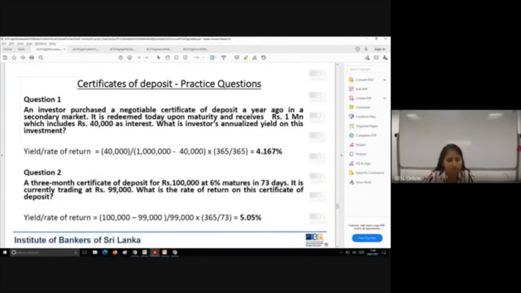So here simply an investor purchased a negotiable certificate of deposit a year ago in a secondary market. Okay, it is redeemed today upon maturity and he receives 1 million, which includes 40,000 as interest. What is the investor's annualized yield? Now we know yield meaning return divided by the investment into the days remaining, the day count. Here it's a 1 year, because here you can see 1 year ago you bought and today it's maturing. So 365 into 365, so that will evidently be 1.